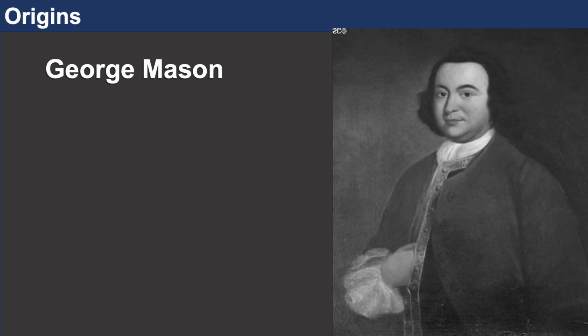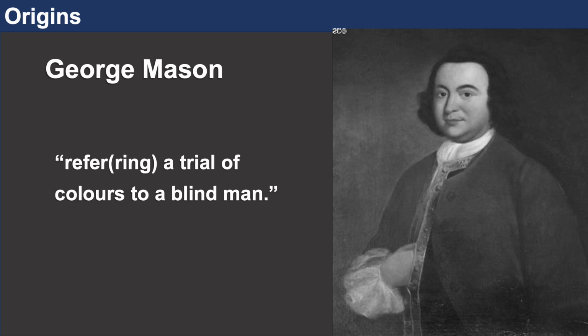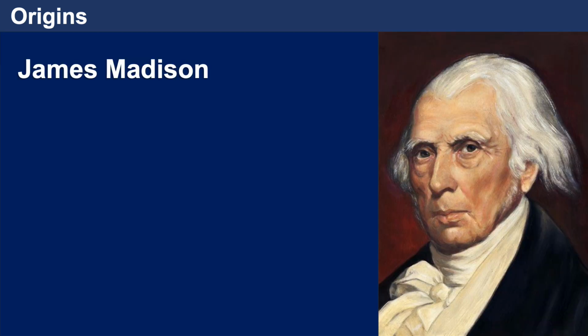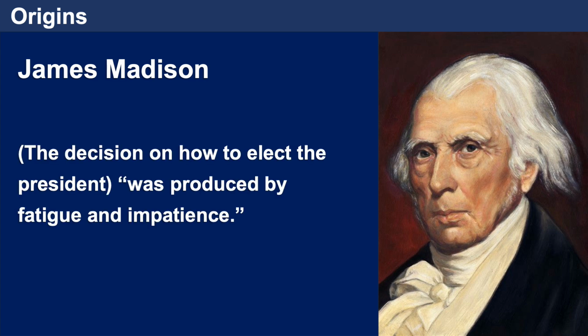Mason said that allowing voters to directly pick the president would be akin to referring a trial of colours to a blind man. James Madison said the final decision on how to elect the president was produced by fatigue and impatience. The delegates debated how to elect the president for 21 days, and they had more than 30 separate votes on the subject. That's how they produced the Electoral College.